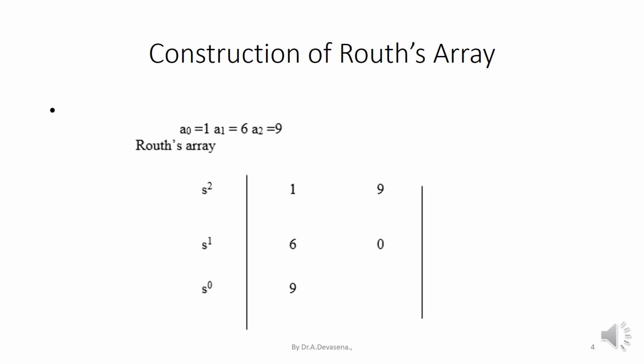For construction of the s power 1 row, we are going to use the odd coefficients. That is, the a1 value is going to be used. In this problem, the a3 value is not provided. Therefore, we have to use 0. With the help of these two rows, the s square row and the s power 1 row, we are going to determine the s0 row. Its value is 9.